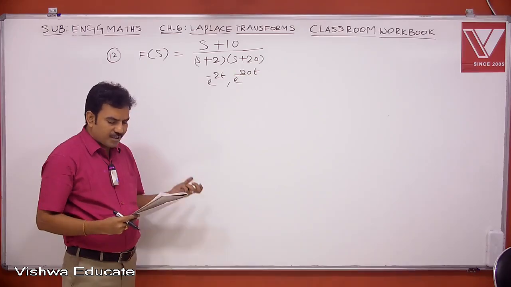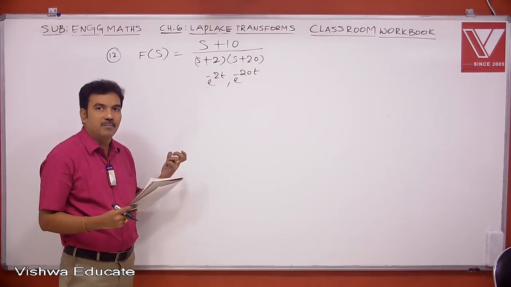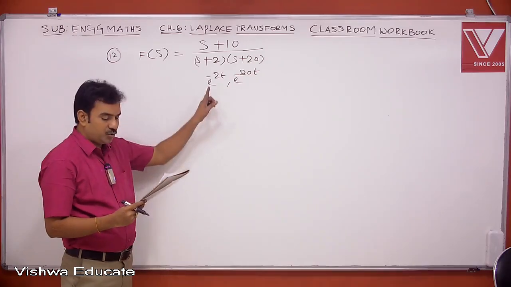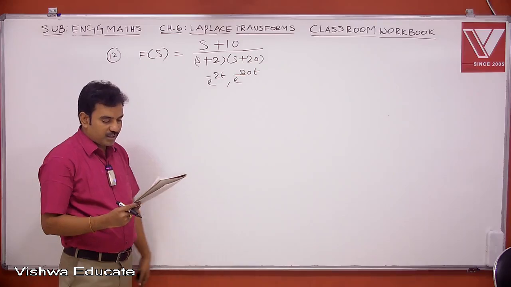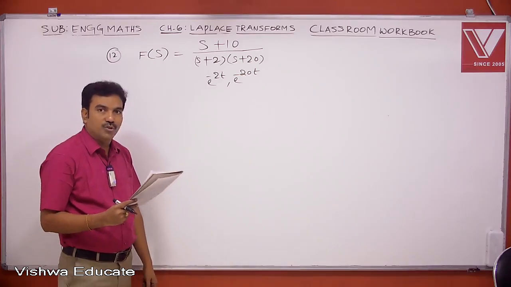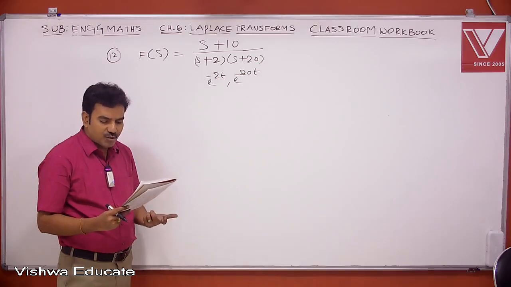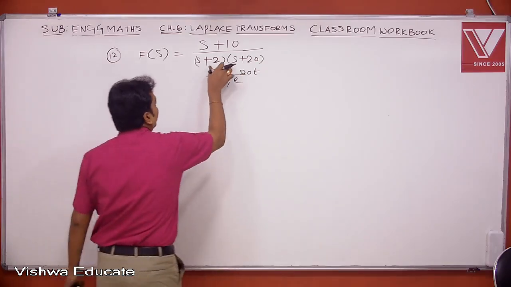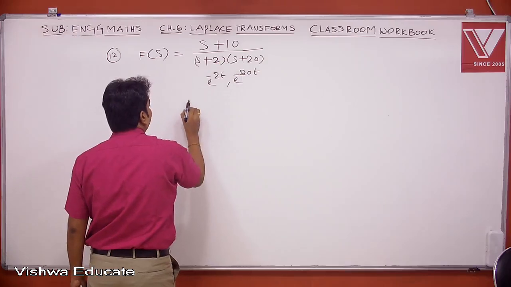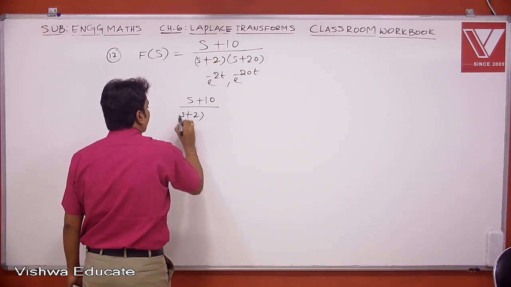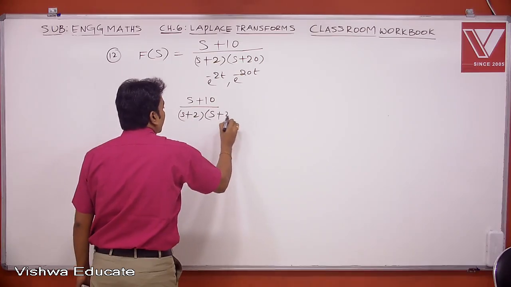In every option we have e power minus 2t and e power minus 20t. So no use with this. Now let us try to find the values of a and b. Here let us try to get this by using partial fraction expansion. So (s plus 10) by (s plus 2) into (s plus 20).